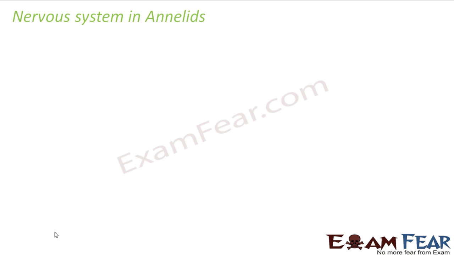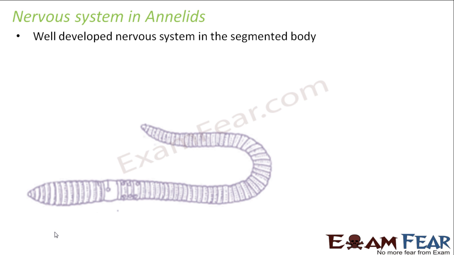Let us now talk about the annelids. When I talk about annelids, it reminds you of the earthworm, right? So what kind of body do they have? They are also worm-like creatures. They have a segmented body, right? This is how an earthworm looks. Their body is divided into several segments. So they have a segmented body.